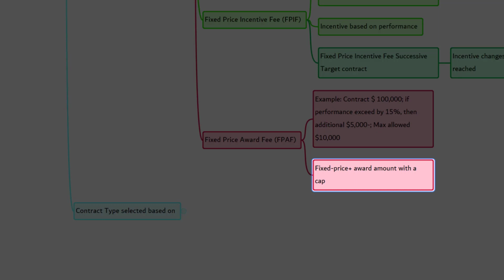In the above example, when the seller exceeds the performance by 15%, then he gets additional $5,000 for every 15%. He gets additional $5,000, but the maximum award is limited to $10,000, not beyond that.